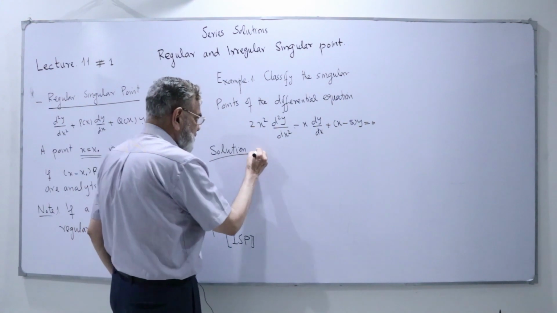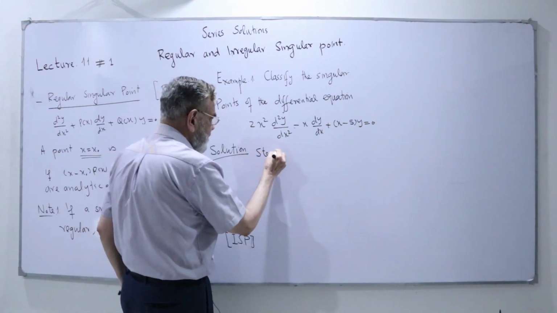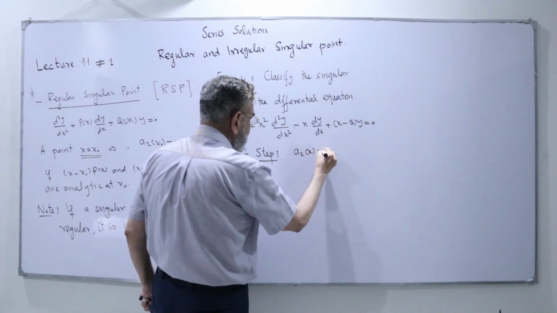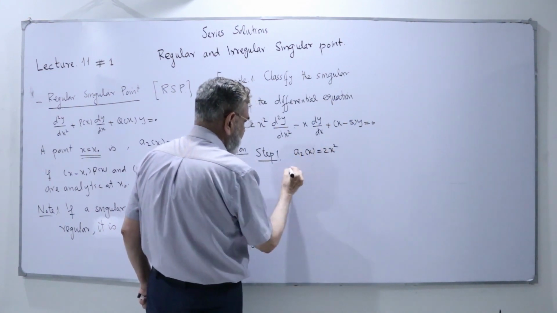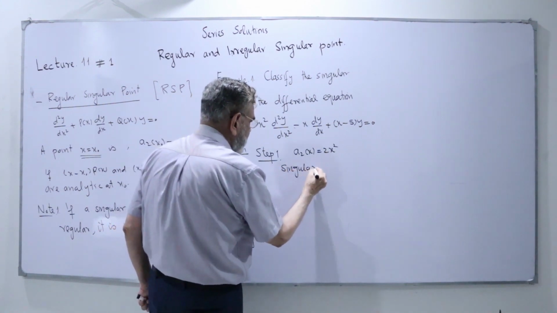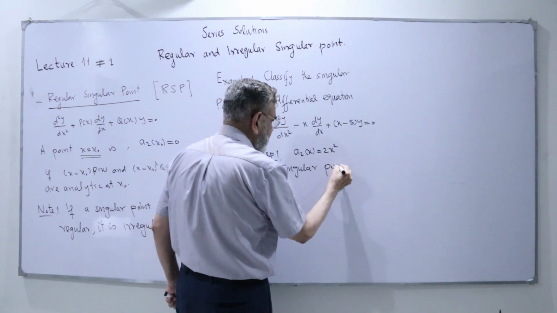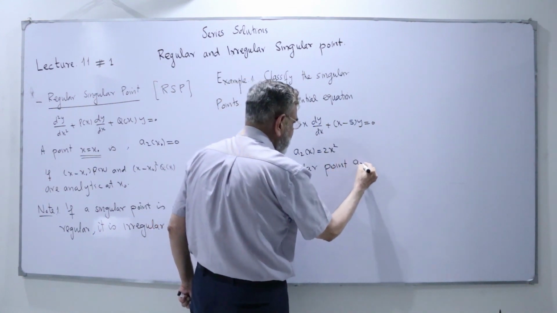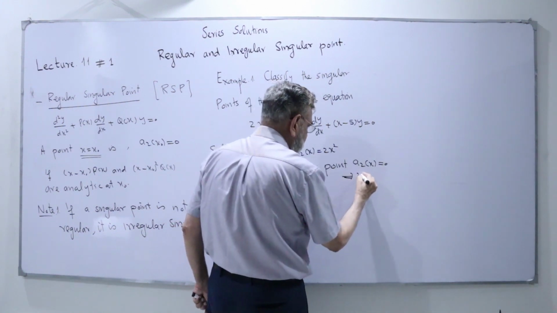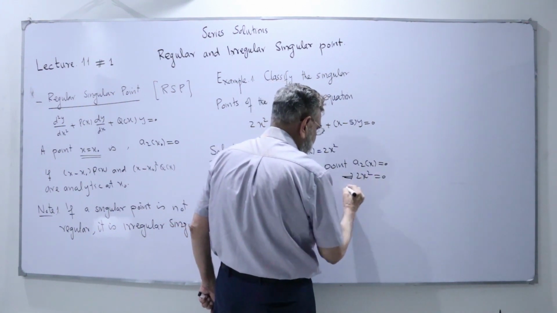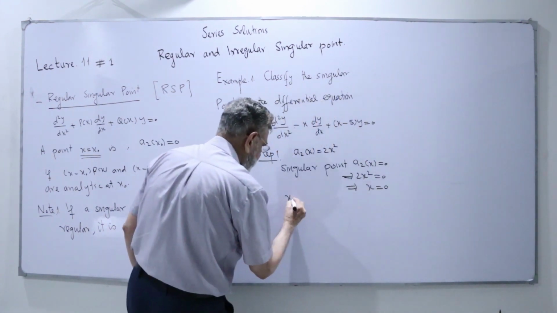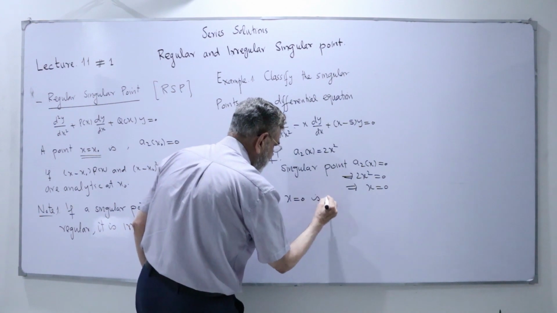Step one is, first we find what the singular points are. So we have here a2 of x equal to 2x squared. Now singular points are where the value of a2 of x is equal to 0. We say a2 of x is equal to 0. This means 2x squared equal to 0, and this gives me the value x equal to 0. So we say x equal to 0 is a singular point.